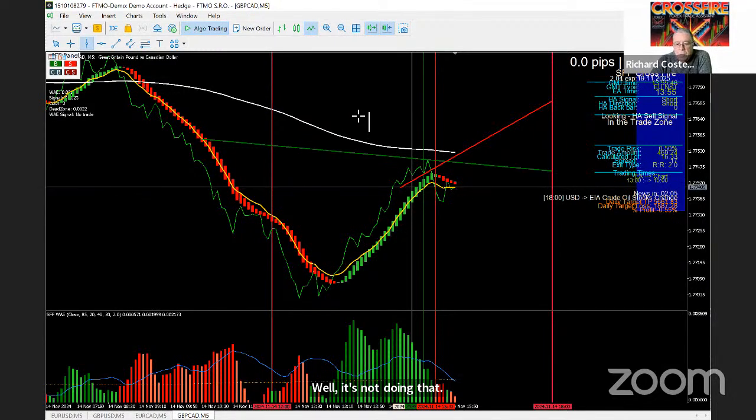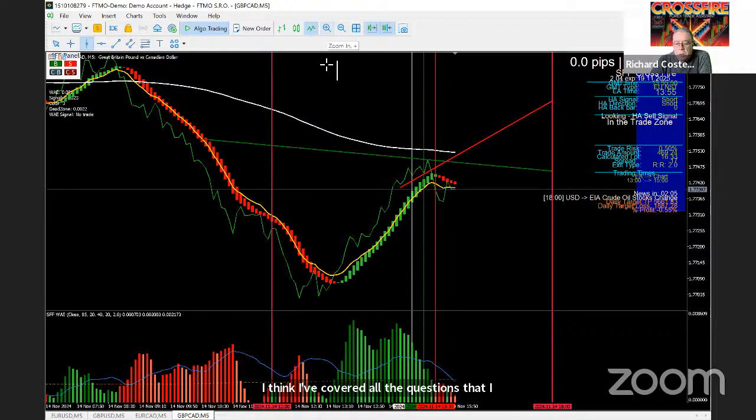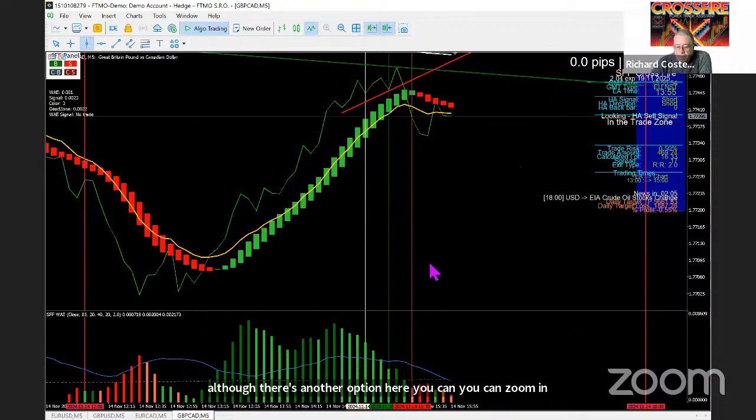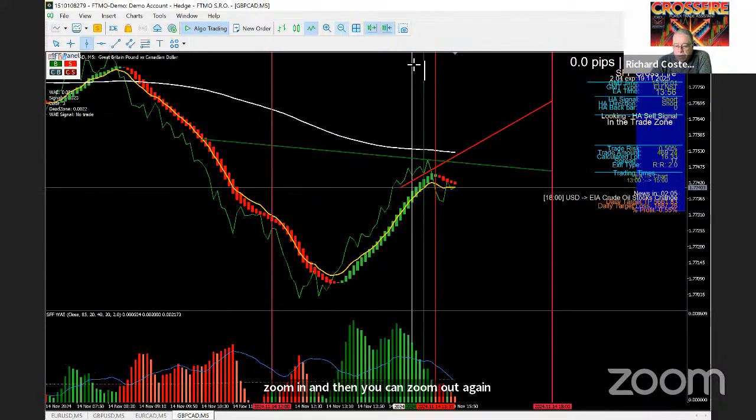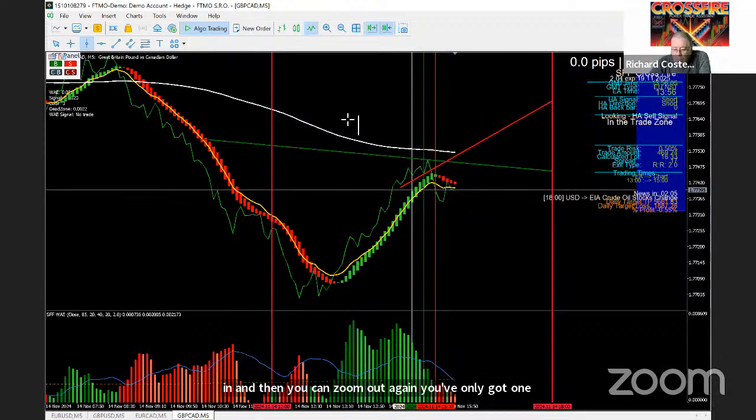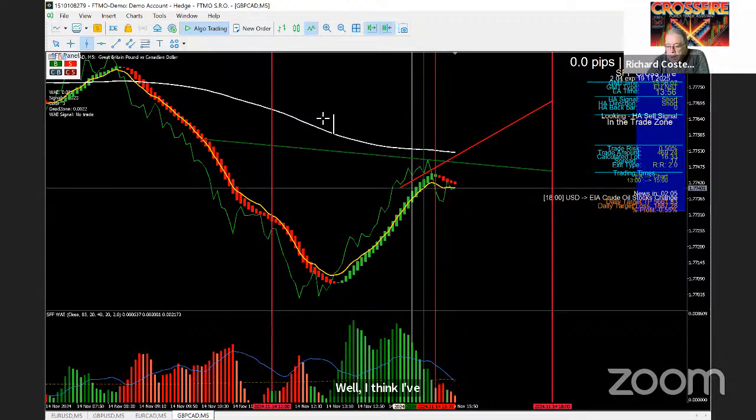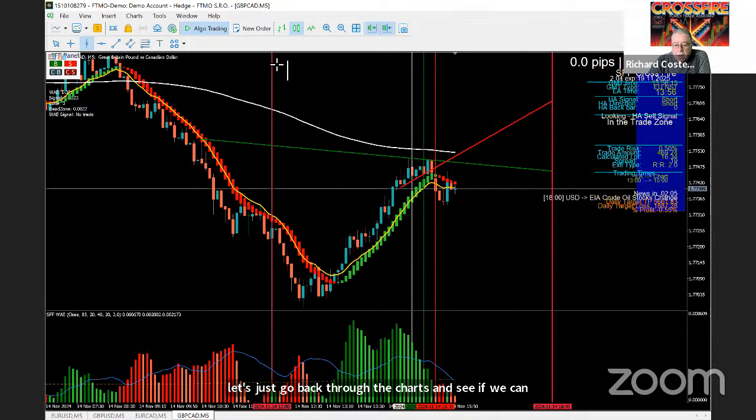I think I've covered all the questions that I had. Oh, there's another option here. You can zoom in. If you want a closer look at everything, you just zoom in and then you can zoom out again. And I think I've covered all the questions I had in this morning. Let's just go back through the charts and see if we can see anything of any interest.